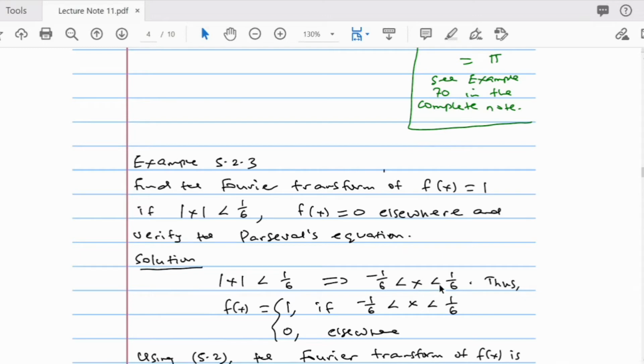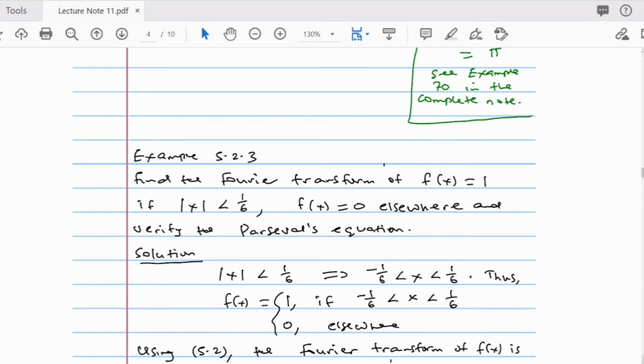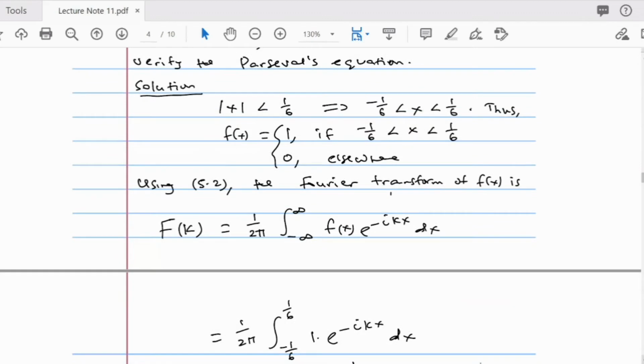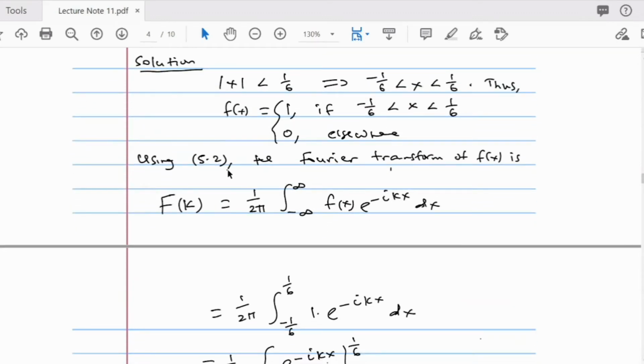So you are integrating f of x between the interval minus 1 over 6 and 1 over 6, where the value is 1, and it's 0 elsewhere. Our life is very easy because outside the interval minus 1 over 6, 1 over 6, f of x is 0. f of k, by definition, is the Fourier transform of small f of x. We are to integrate over minus infinity to infinity, which is an improper integral. But f of x is 0 outside minus 1 over 6, 1 over 6, so invariably we are only integrating between minus 1 over 6 and 1 over 6.